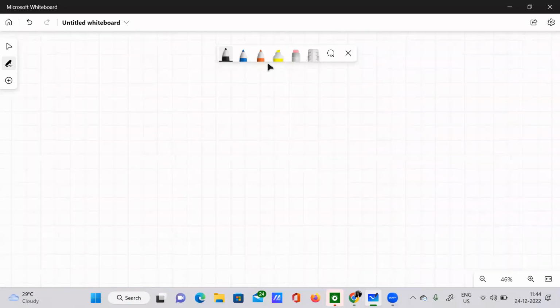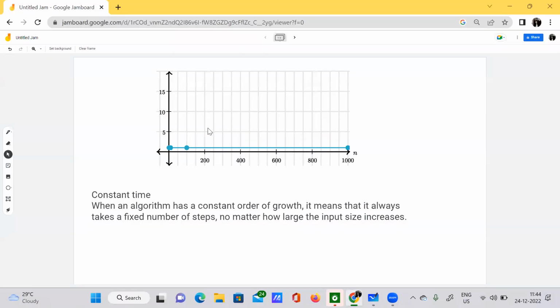So before that, I need to show you one thing. See here, just observe this. We have certain kinds of terms. This is the constant time, and these are all nothing but the orders. I have already explained order of growth to you, right?